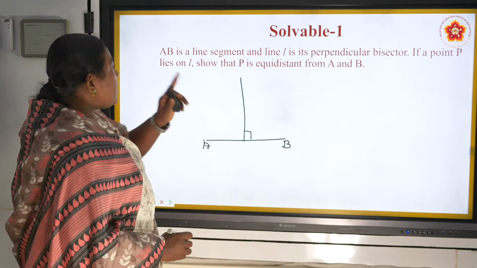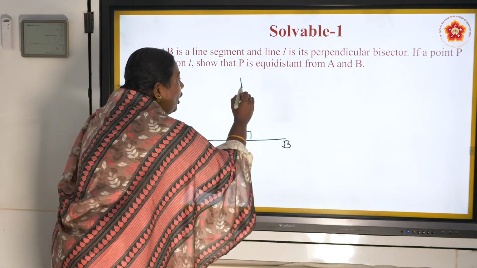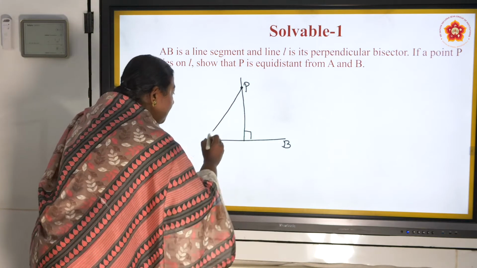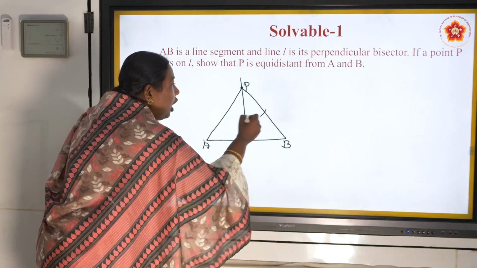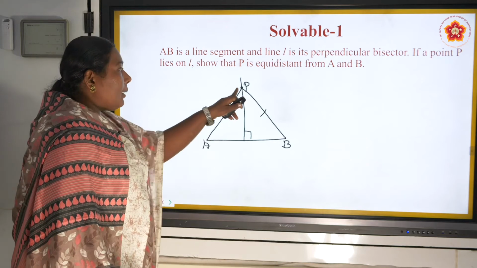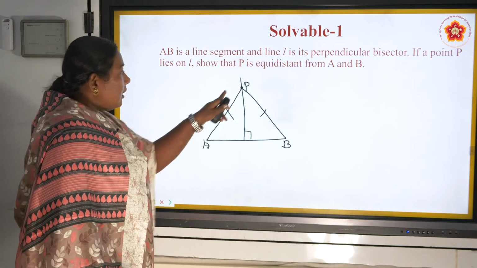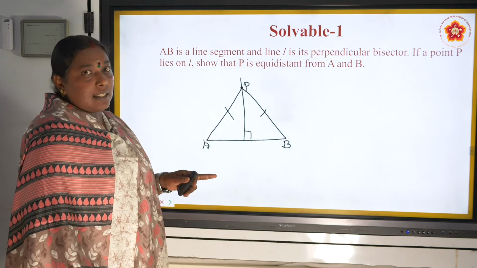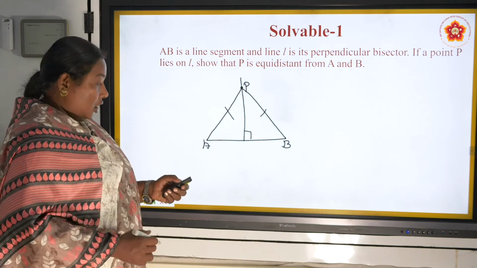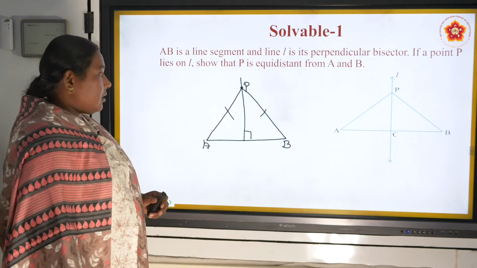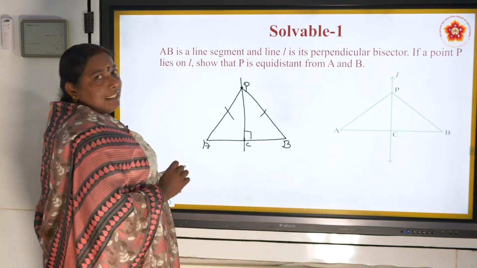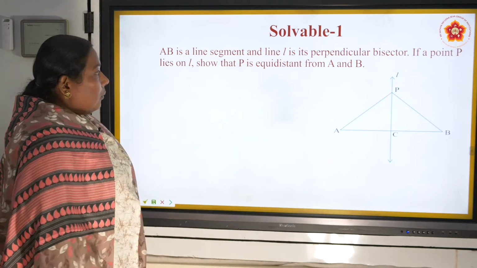If a point P lies on L, we have to show that PA and PB are equal. Equidistant means what? Equal. From P, A is at equal distance and PB is at equal distance. So let us see whether our diagram is correct or not. Yes, it is correct. But one thing we left, the intersecting point is C. That's all, nothing else.